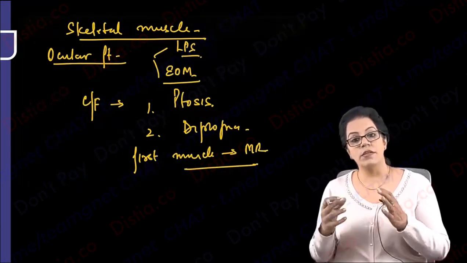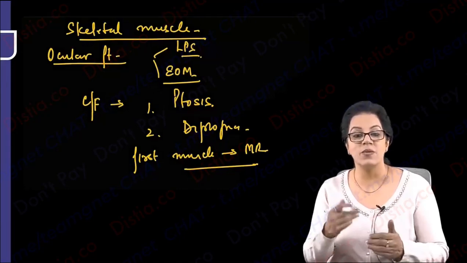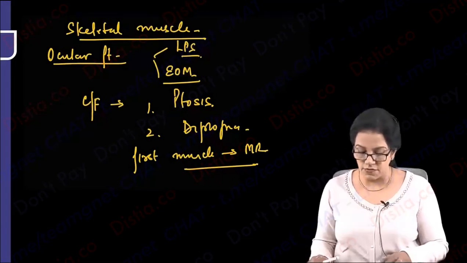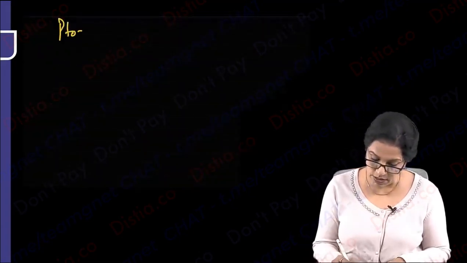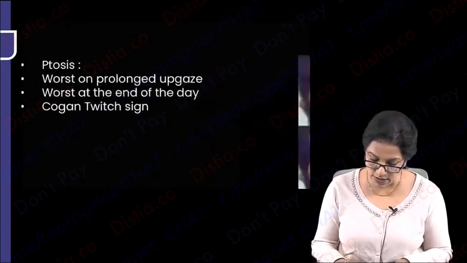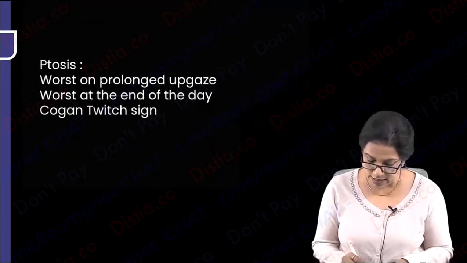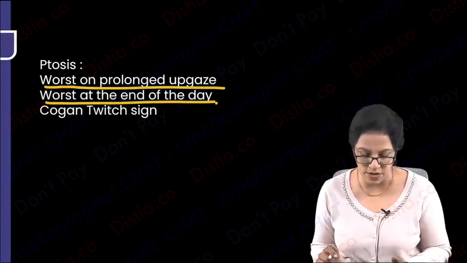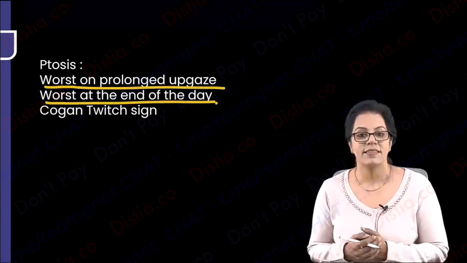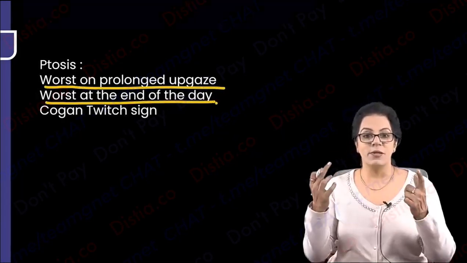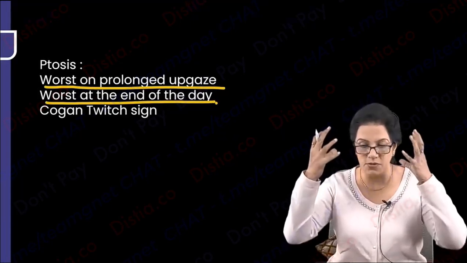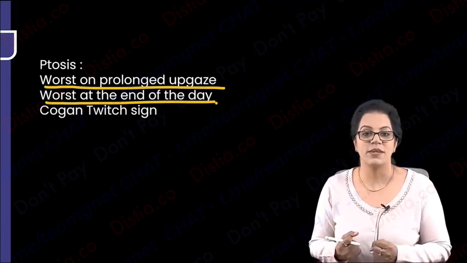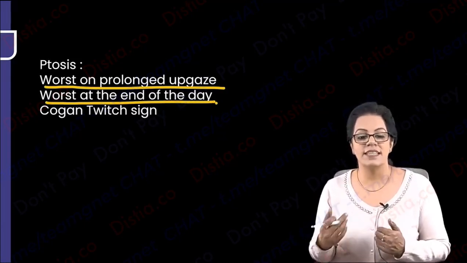And what more you have to mention here, it is going to worsen at the end of the day. For ptosis, please note it down here, that it is worst on prolonged upgaze and worst at the end of the day. We are talking about ptosis. Worst on prolonged upgaze because LPS is working too much, so slowly acetylcholine is not enough and ptosis will set in more. Similarly, worst at the end of the day.